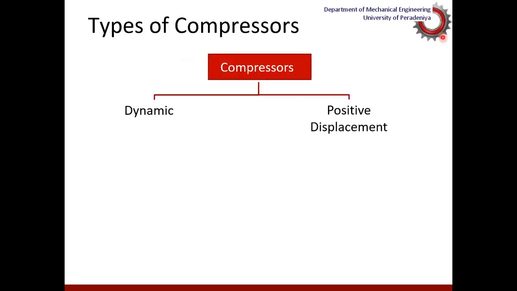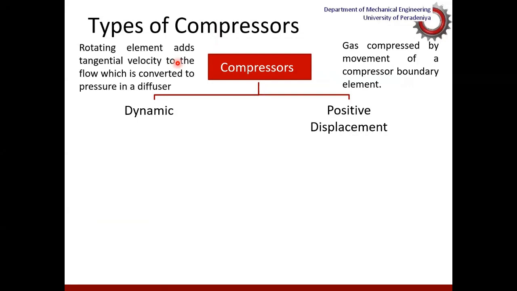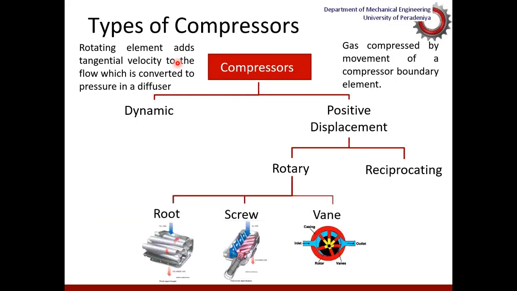So there are two broad types of compressors, dynamic compressors and positive displacement compressors. In positive displacement compressors, gas is compressed by the movement of compressor boundary elements. On the other hand, in dynamic compressors, a rotating element imparts tangential velocity to the flow, which is converted to pressure in a diffuser. There are two types of positive displacement compressors, rotary compressors and reciprocating compressors.